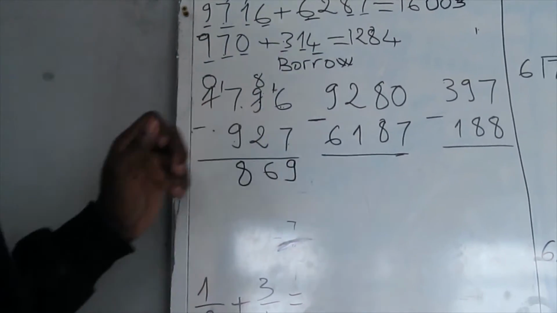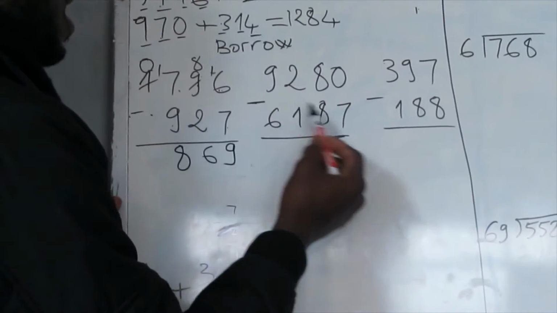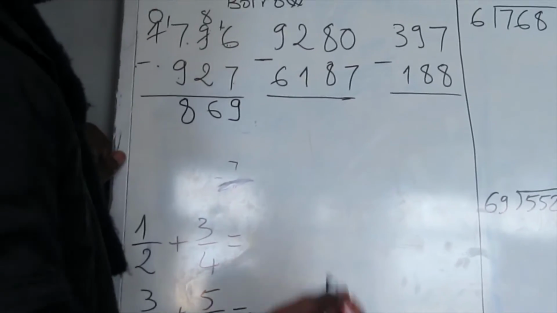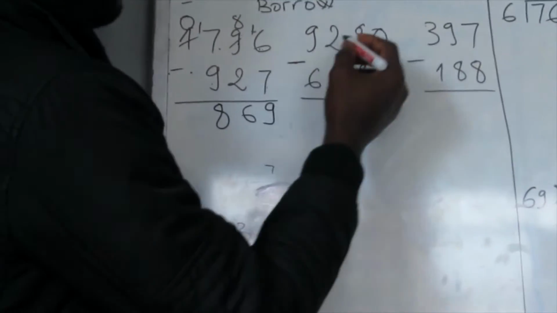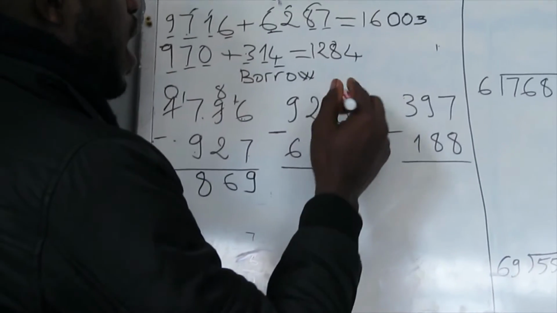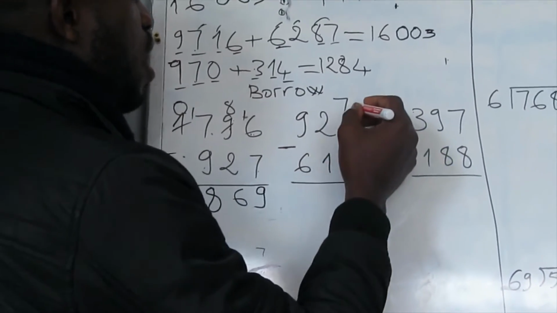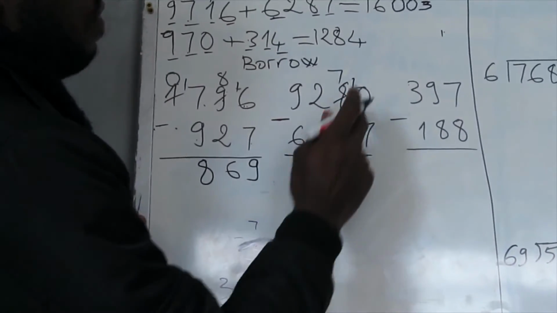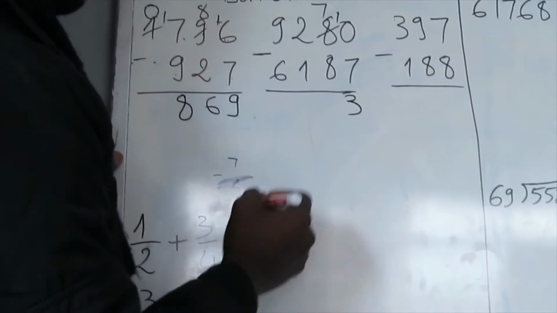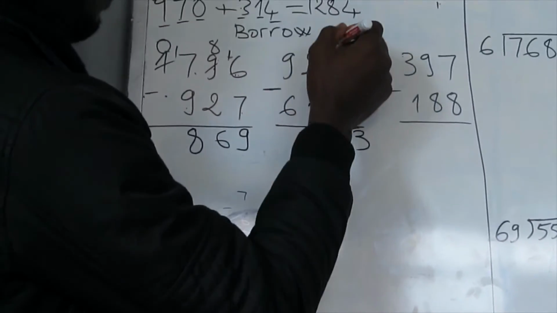We can go to the next one. 0 minus 7, the same thing. You cannot subtract 7 from 0 because 0 is less than 7. You do what? We borrow from our neighbor. If you borrow from 8, you are left with 7 there, and your 1 comes there, and you have now 10. 10 minus 7 equal to what? Equal to 3.